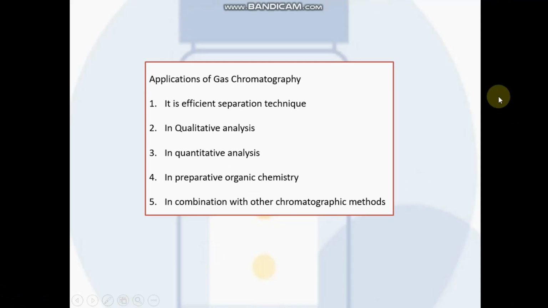So these are the main applications of gas chromatography. So this is all about gas chromatography, the fundamentals of gas chromatography.